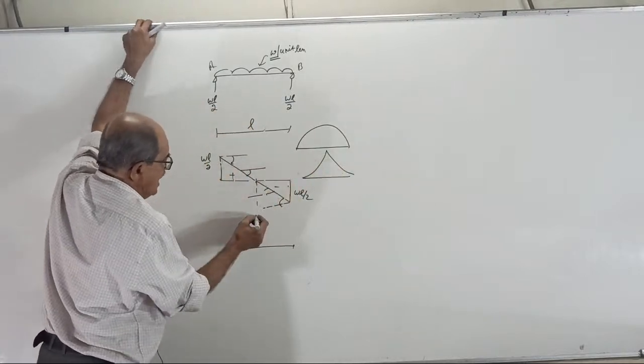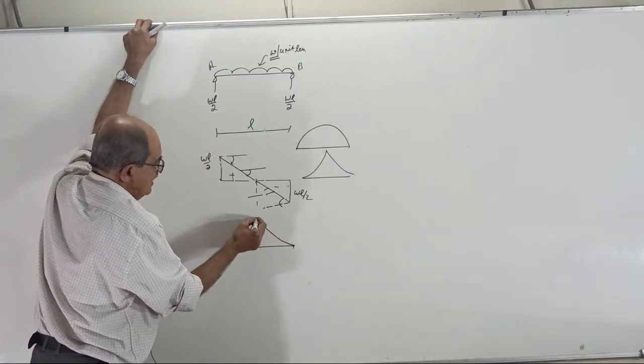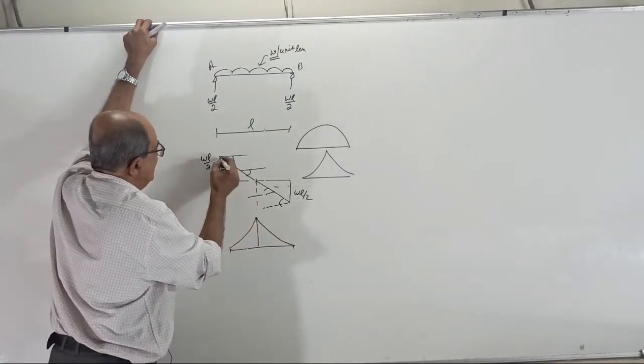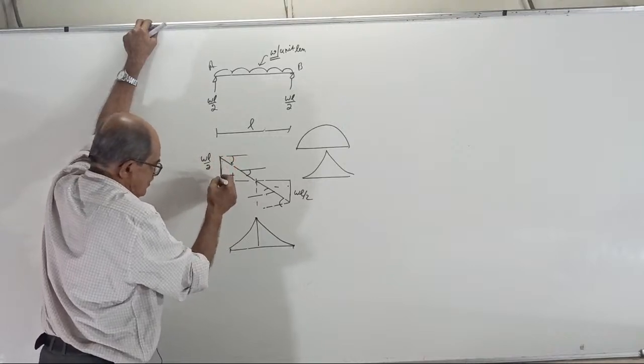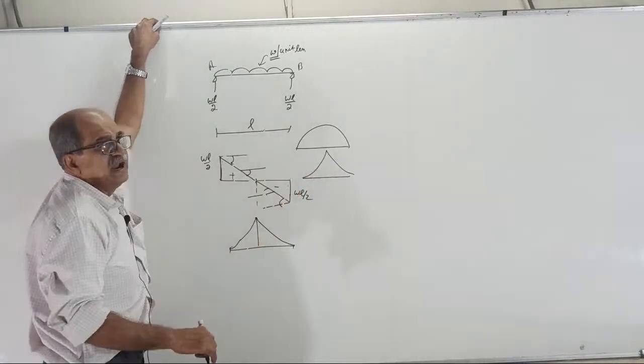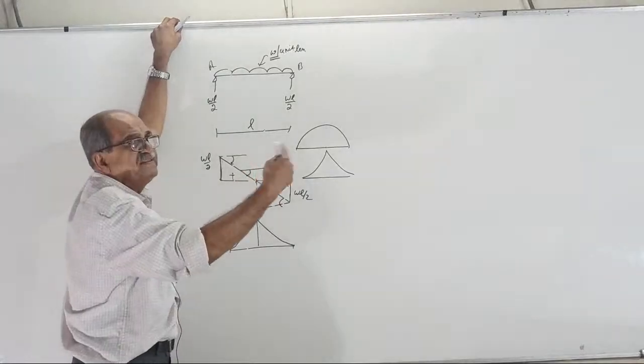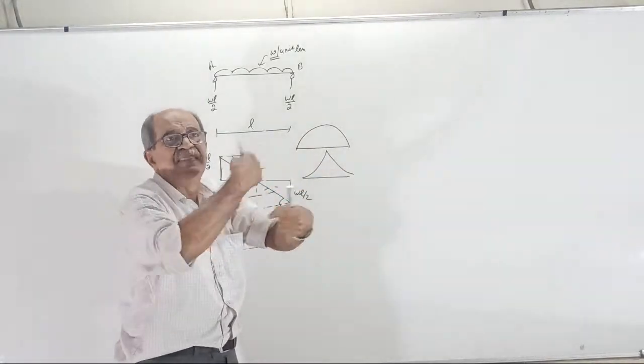In case you draw the parabola by mistake this way, see what happens now. First of all, it is not possible. See here, shear force is maximum, so slope should be maximum here. As you go that way, shear force reduces, finally becomes 0, then shear force again increases. So the slope should change direction.